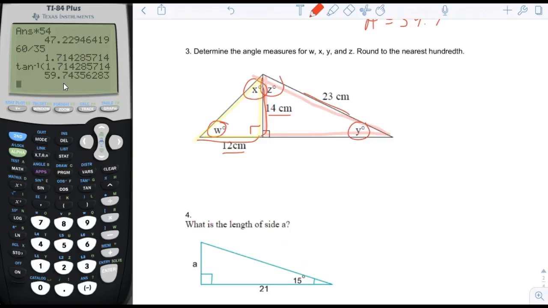So I'm going to do W first, okay? So I'm going to work with W. Which trig relationship relates W to these two sides? So 14 looks like it would be the opposite side. 12 looks like it would be the adjacent side. So I could do a tangent of W equals opposite over adjacent, the opposite being 14 and the adjacent being 12. So I could take 14 divided by 12 on the calculator.